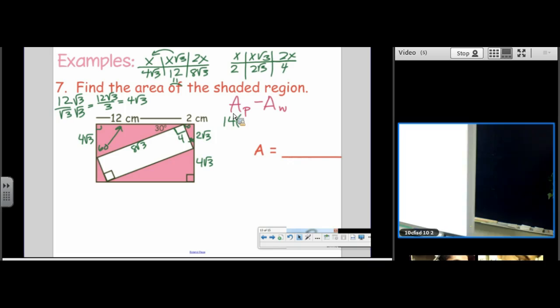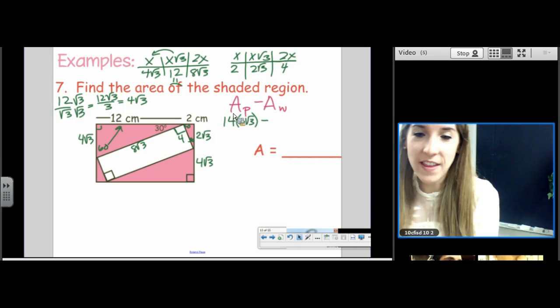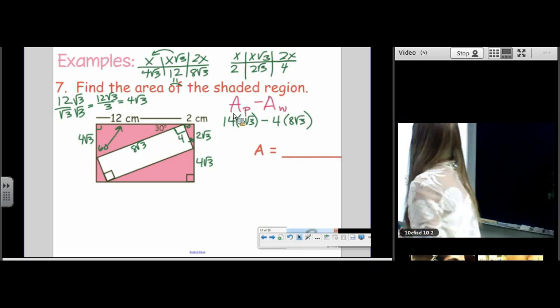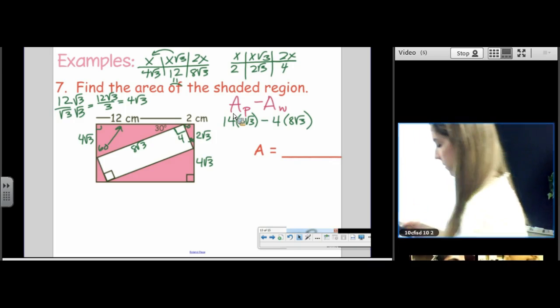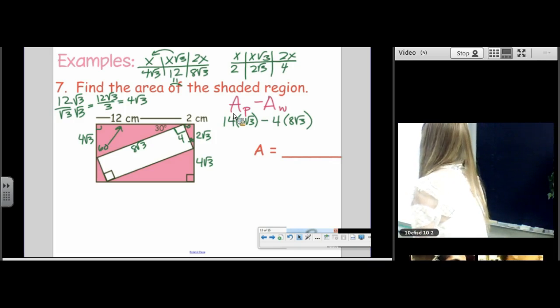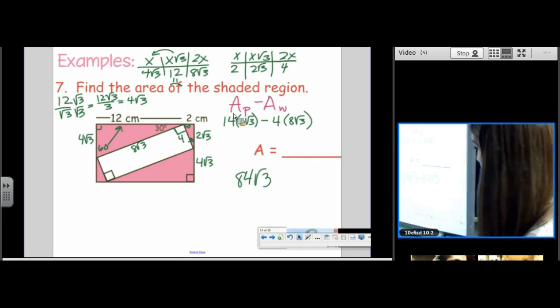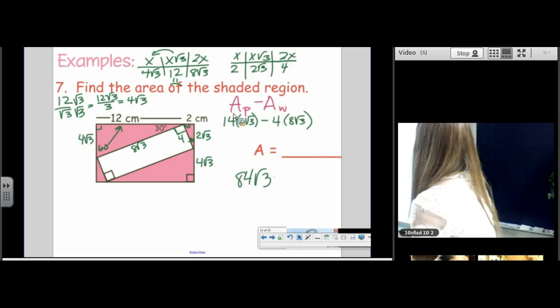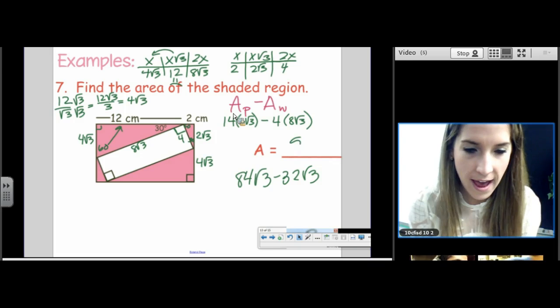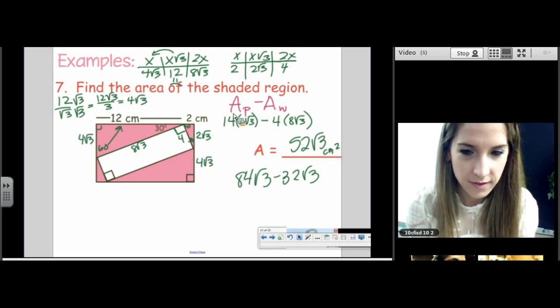Okay, next one, the area of the white rectangle would be length times width, either way. Oh good, everything has a root 3 in it, so we're going to be allowed to subtract these. 14 times 6, 84 root 3, 4 times 8, subtract those. Are we okay with our answer?